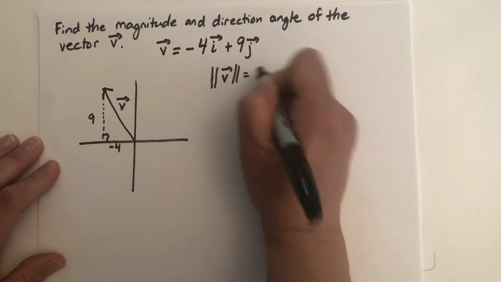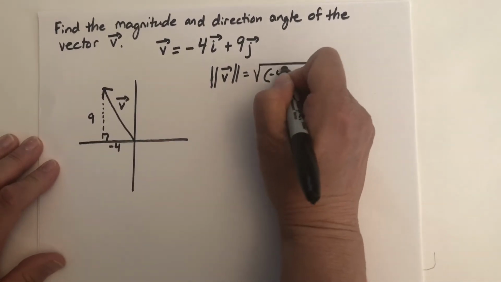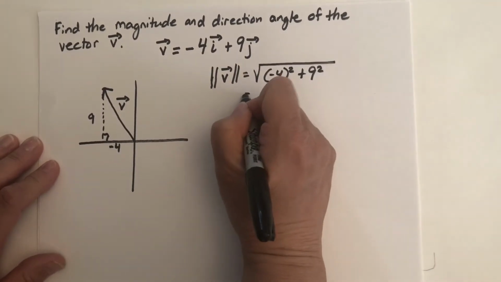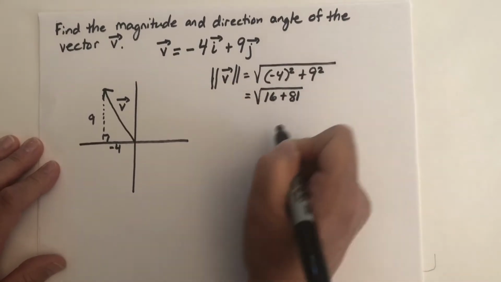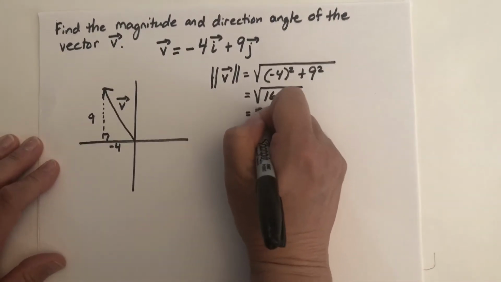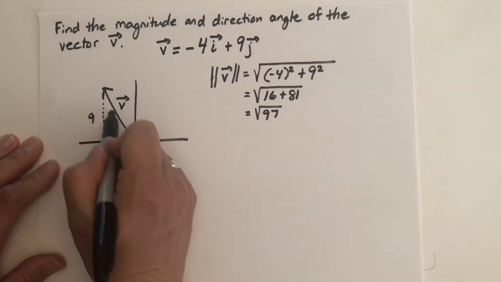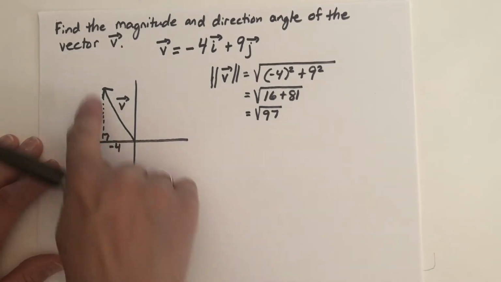So the magnitude we know is the square root of -4 squared plus 9 squared. Means we have the square root of 16 plus 81, or the square root of 97. So now we know the magnitude of this vector is the square root of 97, something a tad bit smaller than 10.